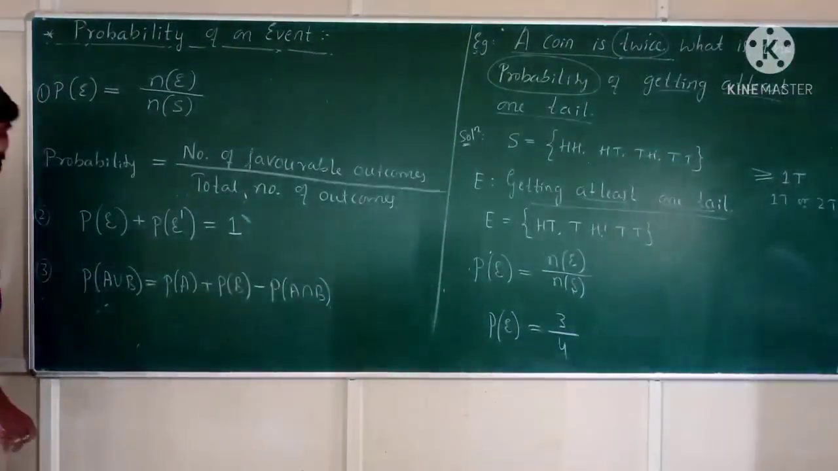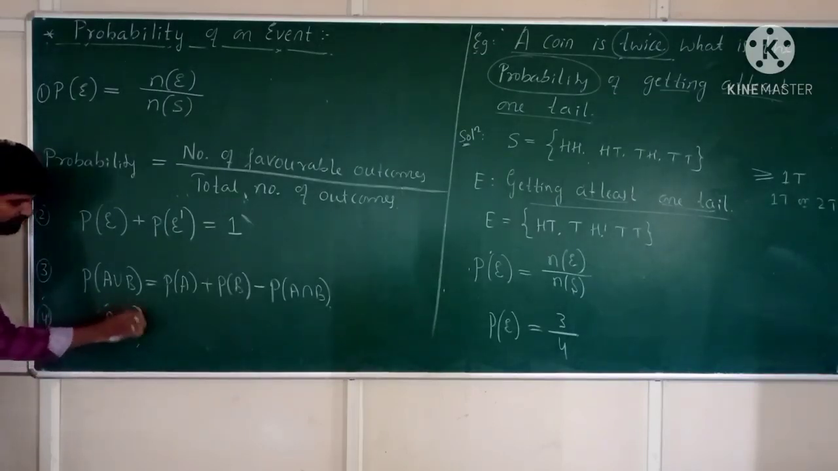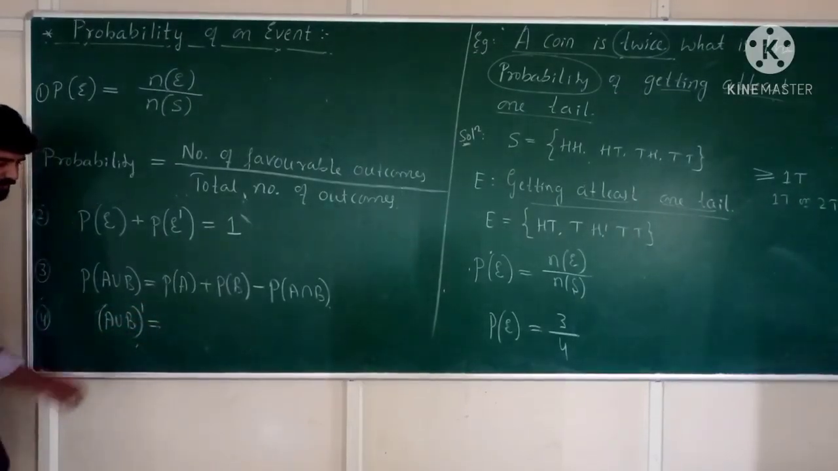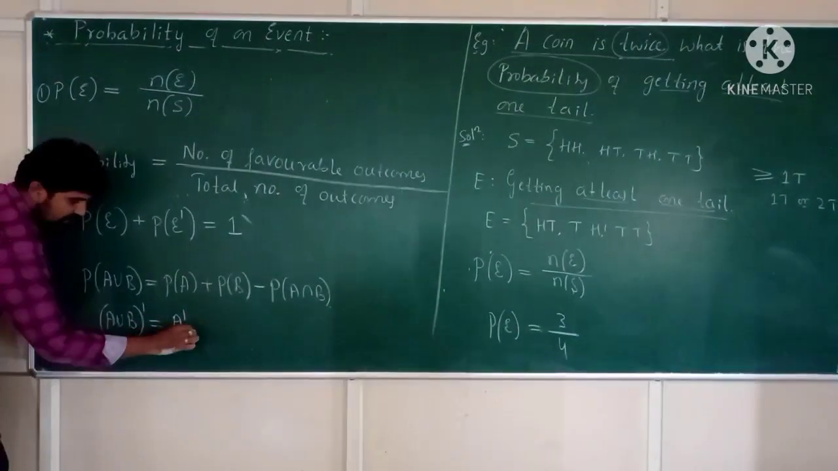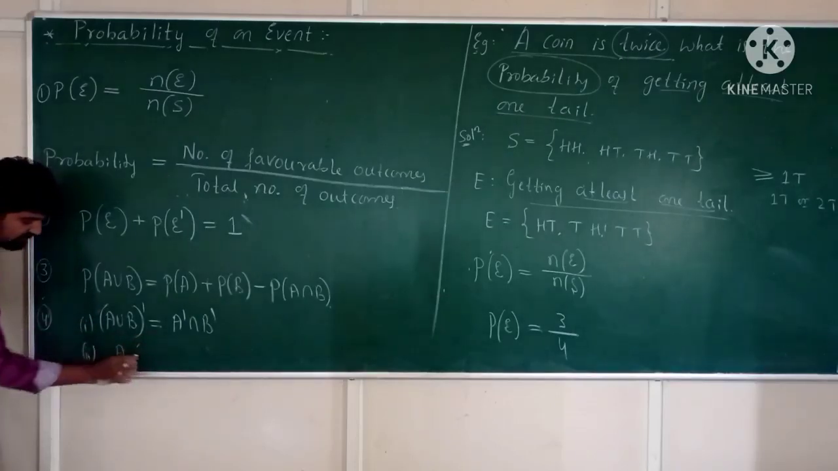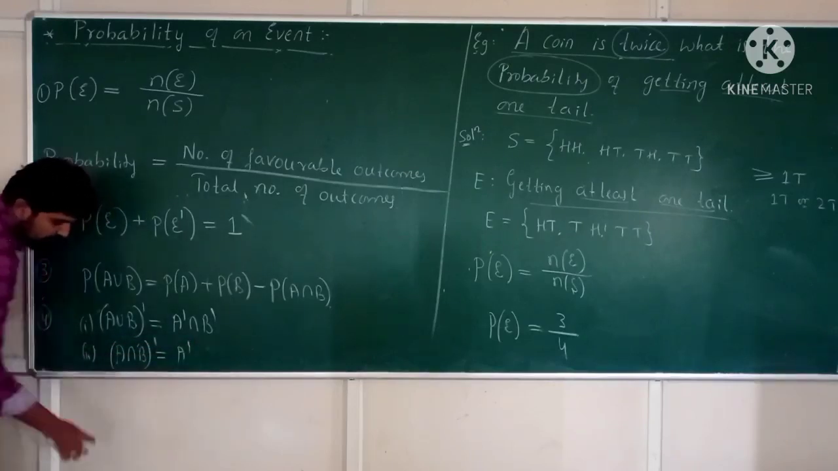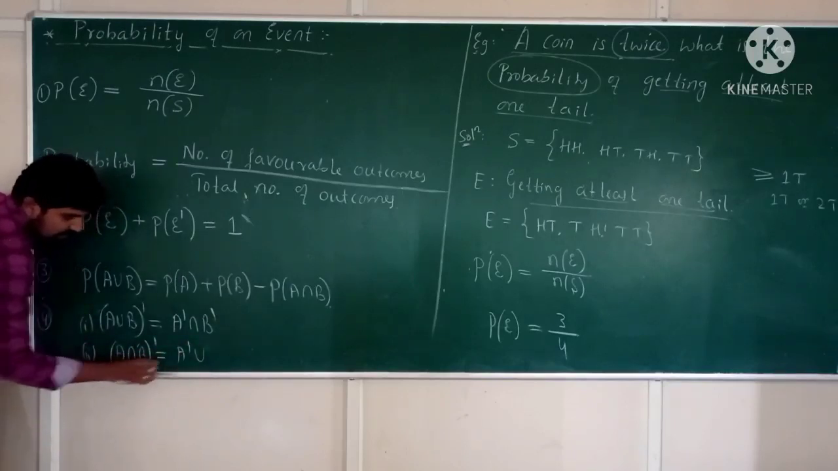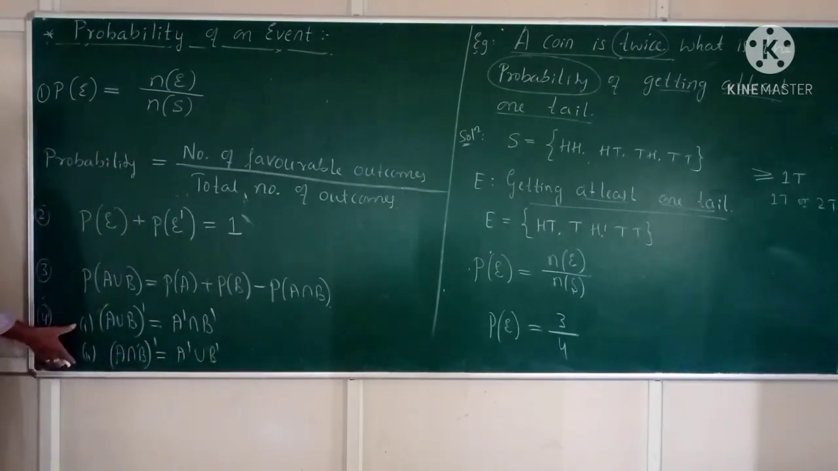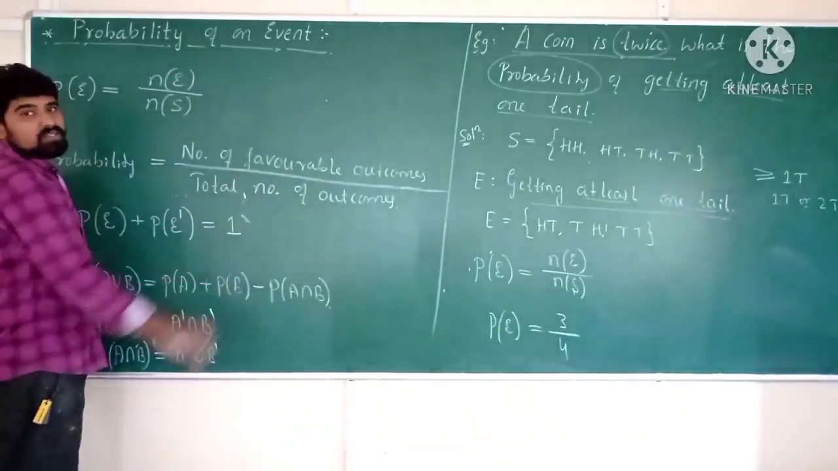And there exist some De Morgan's laws which are given by: A union B whole complement is equal to A complement intersection B complement. This is the first law. And the second one is A intersection B whole complement is equal to A complement union B complement. These are the two important De Morgan's laws which are used when we are solving the problems. I hope all of you understood. If possible, take a look.